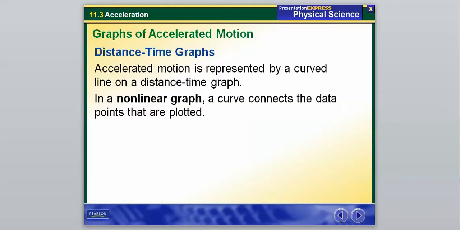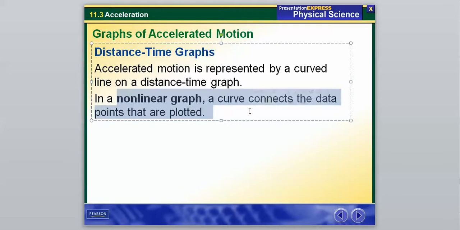So now we have nonlinear graphs, and this is where a curve connects our data points that are plotted. So linear is a straight line, and nonlinear is when a curve connects our data points. So make sure you write that down. That's going to be important.